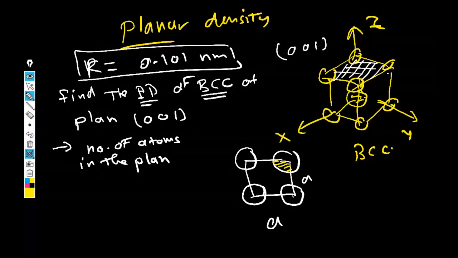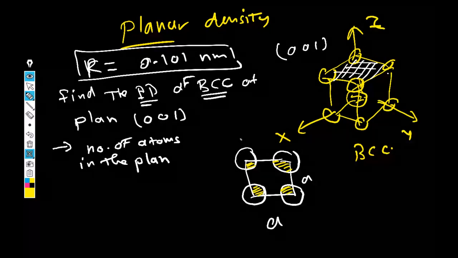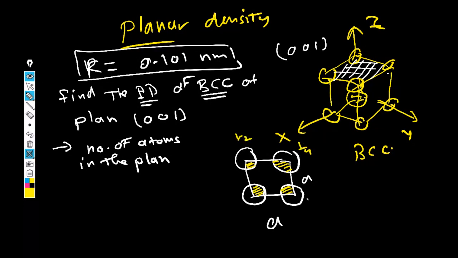How much of the atom is in the plane? Can someone tell me how much? 1 atom. Quarter in each corner. This is 1/4. Quarter. Right, guys? So the number of atoms here is 4 multiplied by 1/4. It will be 1. Excellent. You get it in that way. So the number of atoms is given.